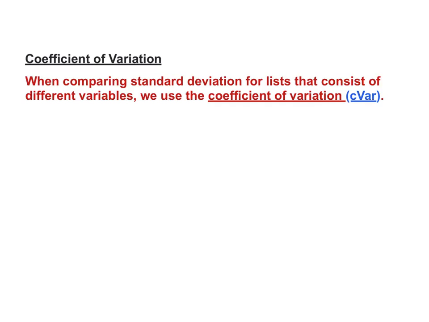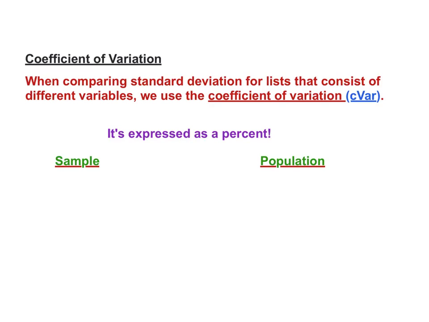To find the coefficient of variation is fairly simple. Again, first of all, it's expressed as a percent. So make sure when you find the coefficient of variation that you convert it to percent. There is a sample formula and a population formula, and I'm going to show you both. But the reality is what you do to find the coefficient of variation is the same thing, whether you're talking about a sample or the population. And it looks like this.